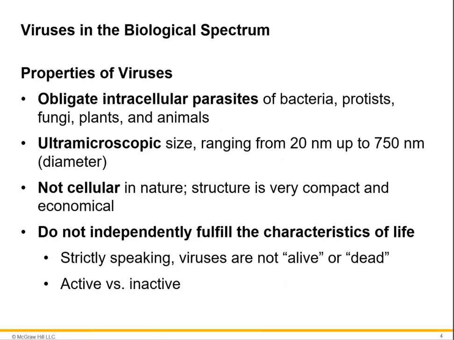So let's talk just a little bit about the properties of viruses. Viruses are obligate intracellular parasites. This means that they cannot do anything on their own. They have to get inside of a cell and hijack the cell's machinery in order to replicate and produce more viral particles. They do not have machinery of their own. They're parasites of bacteria, protists, which remember are going to be your algae and your protozoa, fungi, plants, and animals. So viruses can infect every living thing.